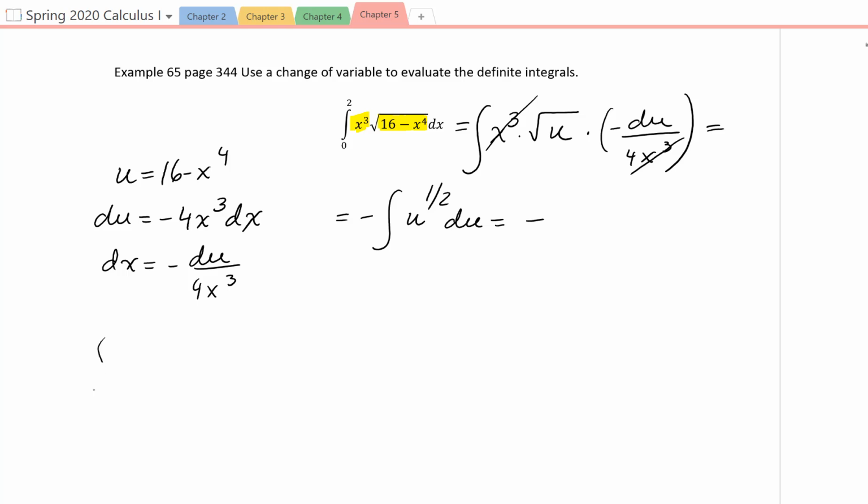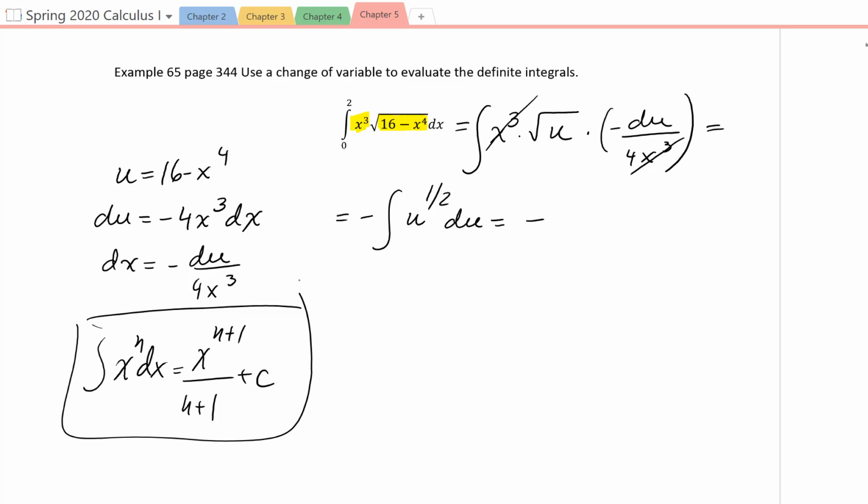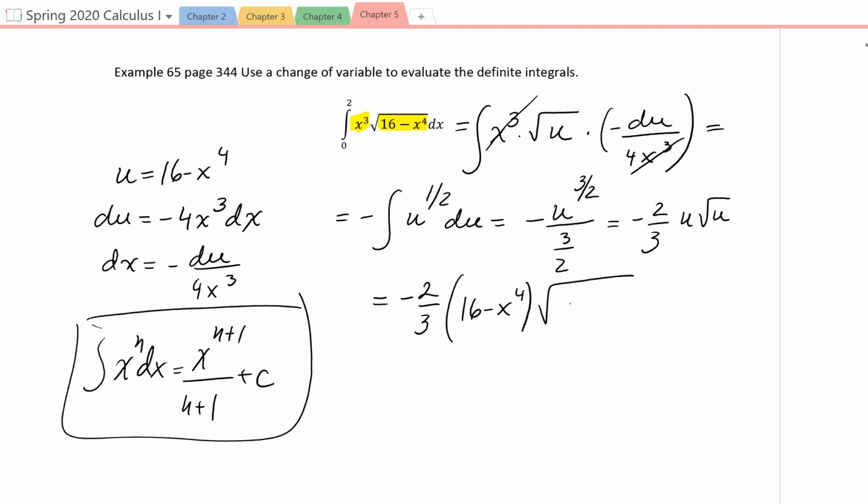Well, we are using the most popular formula, x to the n dx. Integral of x to the n dx is x to the n plus 1 over n plus 1 plus c, right? But I'm not writing the c because this one is a definite integral, so the c cancels. So it's u to the 1/2 plus 1, which is 3 over 2, over 3 over 2, which equals negative 2 over 3, u square root of u, and I still am not in x yet, so negative 2 over 3, 16 minus x to the 4th, square root of 16 minus x to the 4th, evaluated from 0 to 2.